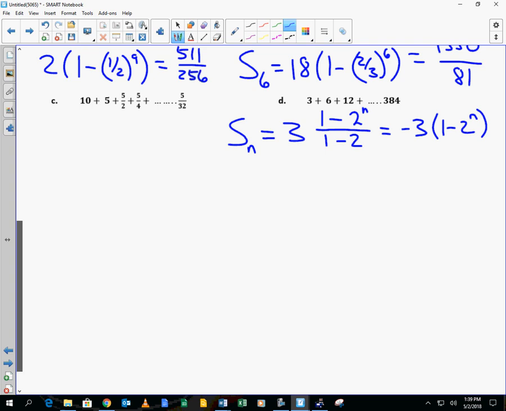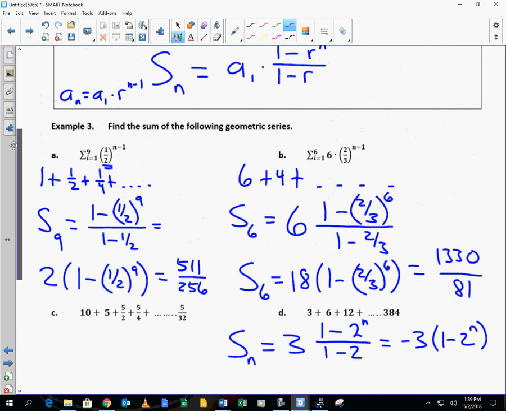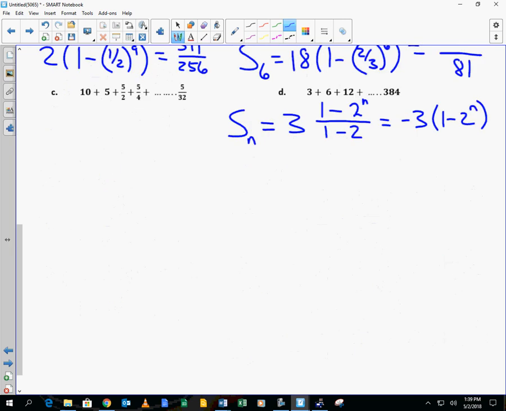Okay, this is a geometric series, so instead of using our arithmetic rule, we're going to use our geometric rule from yesterday. Because 1 minus 2 was -1. Sorry, this was Monday. Yesterday I taught this in a different class, but for you guys it was Monday.